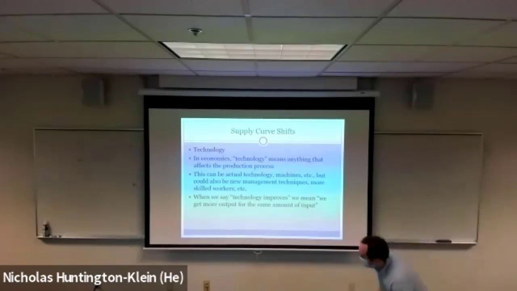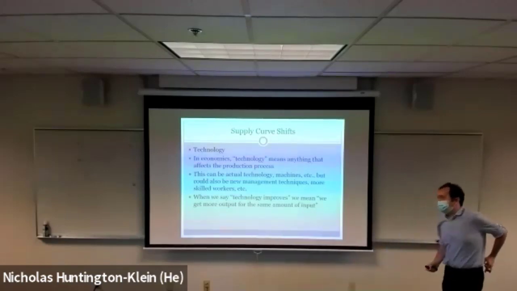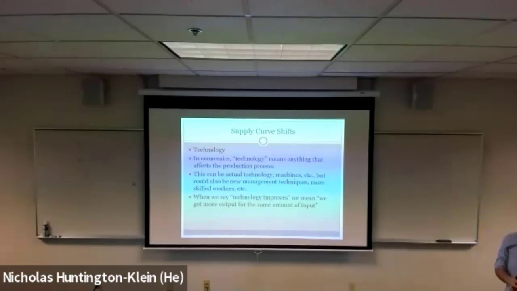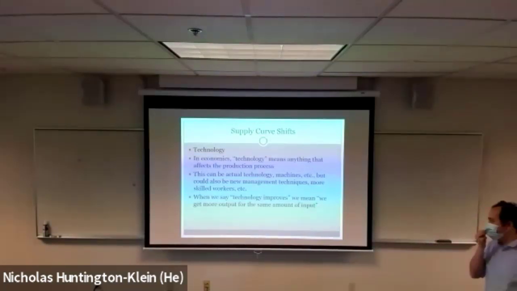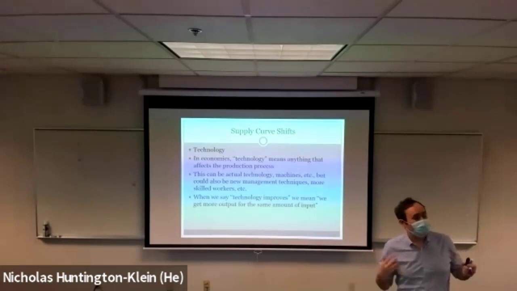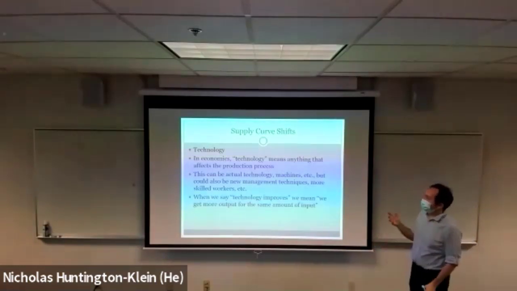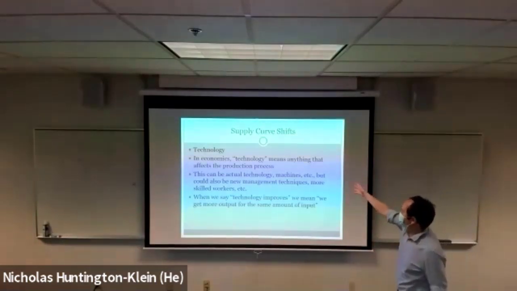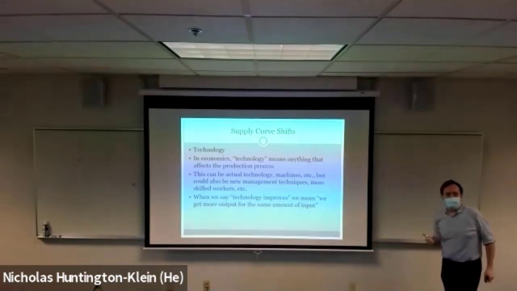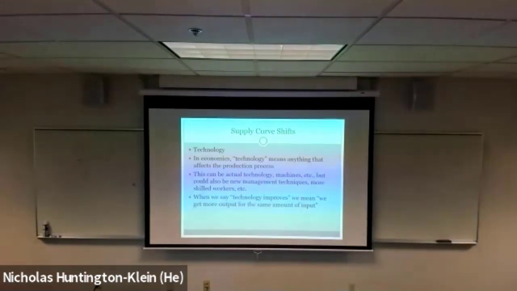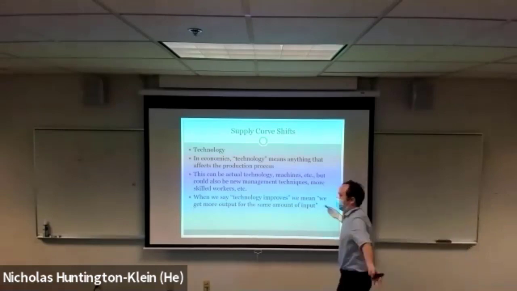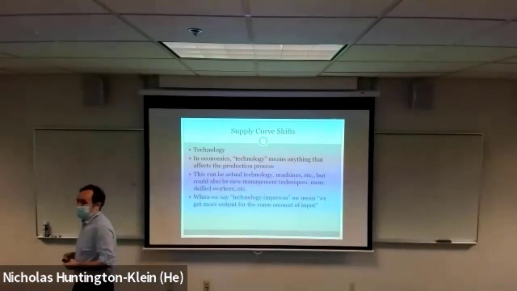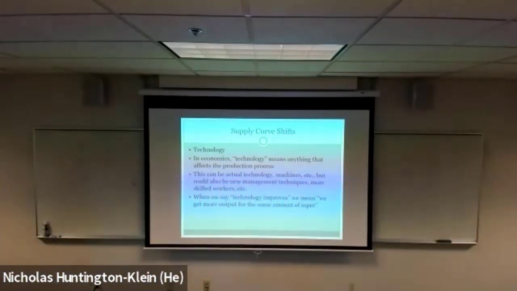Similar idea, technology. In economics, technology means literally anything that affects that production process, right? I just mentioned we take inputs, we do something to them to turn them into outputs that we sell. That do something to them is our technology. Whatever it is that takes inputs and turns them into outputs is technology, which could be actual technology like machines and computers and stuff, but it could even be like management techniques. You bring in a new management technique that makes all your workers 20% more productive. Well, that's not really any different than buying a machine that makes your workers 20% more productive, right?